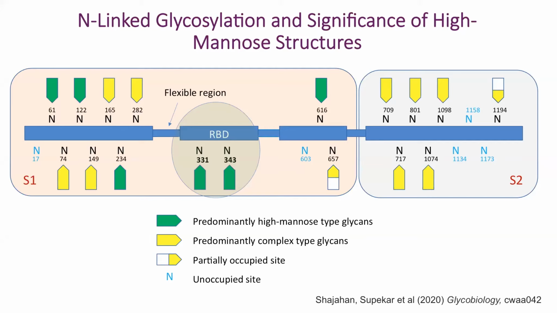The other point is that there are two sites that are not glycosylated. We've shown that they're not glycosylated in S1, the N17 and the N603. And there is one site, N657, that is partially occupied.